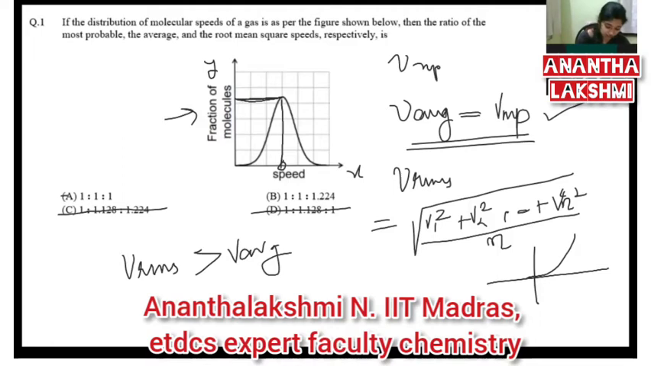And option A means everything will be equal, so that option is also ruled out. So the correct answer is B, where VRMS will be greater than V average. But we have already found out that V average is VMP. Okay, I think this question is covered. Now let's move on to the next question.